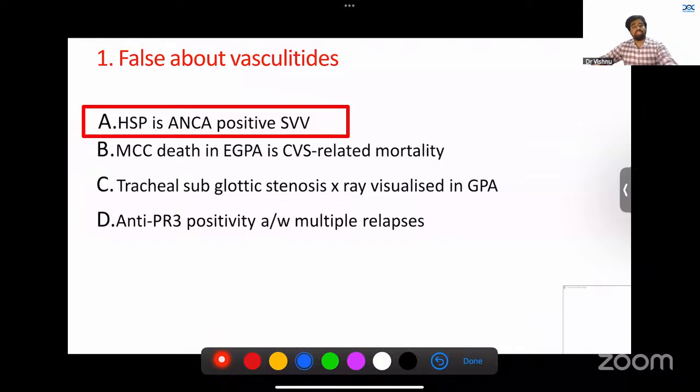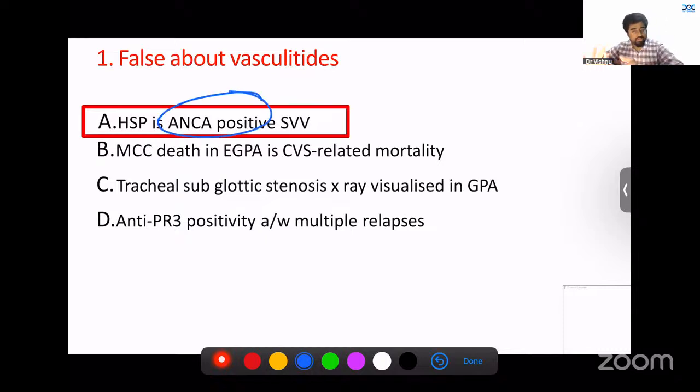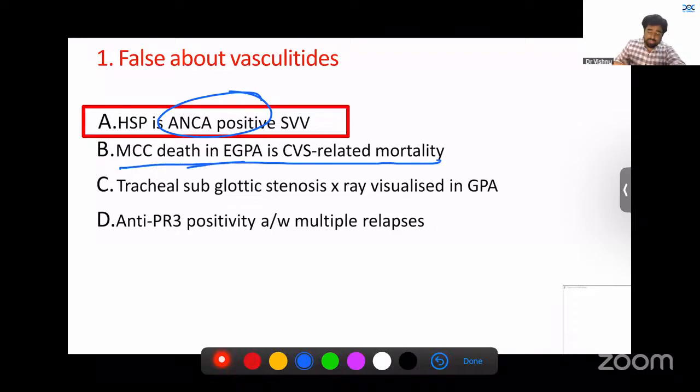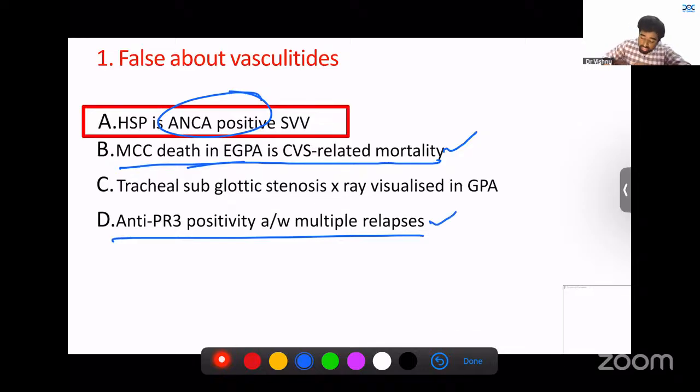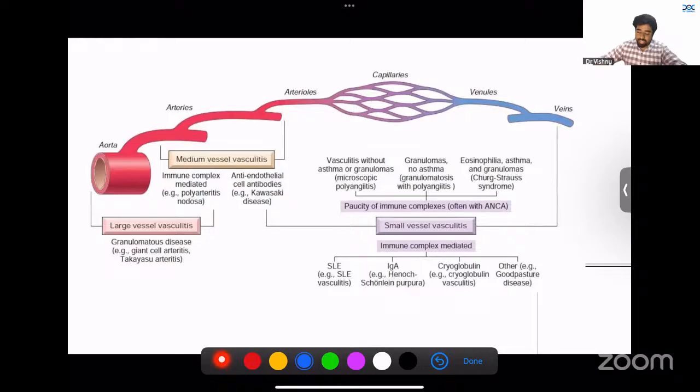Then coming to the next one, I know the previous paper was a little bit confusing. This one was much easier. So here, false about vasculitis, obviously HSP or Henoch-Schönlein purpura or IgA vasculitis. It is not an ANCA associated vasculitis. It is a small vessel vasculitis, but it is not ANCA positive vasculitis. Right. So other options may be a little bit difficult. So most common death in EGPA is disease related mortality. That is correct. Anti-PR3 positivity is associated with relapsing disease. That is also correct. And tracheal subglottic stenosis, which is seen in GPA, that can be identified on X-ray. That is also correct. So needless to say, this is a very basic image that we usually discuss.